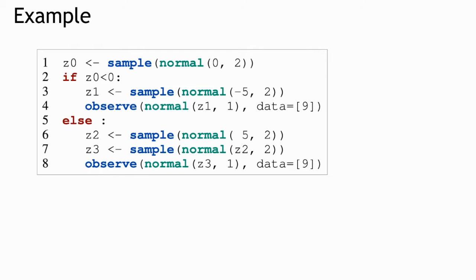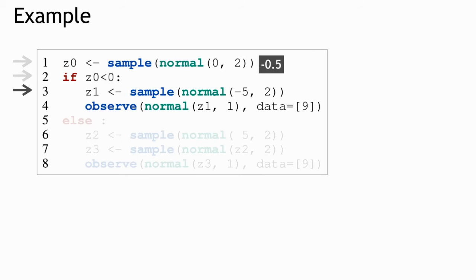Here is an example. Intuitively, a program may have multiple paths, where each path is a unique sequence of executable statements. The program here defines a branching model with 2 paths. When we execute the program, we start at the first line and sample the variable z0. Suppose it is minus 0.5. At the second line, depending on its value, we either go to the true branch or the false branch. Since minus 0.5 is smaller than 0, we go to the true branch and draw the variable z1 being minus 6.2. We then evaluate the likelihood at line 4 before we finish.